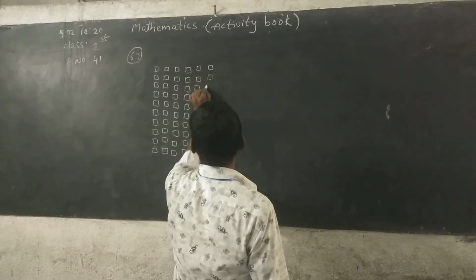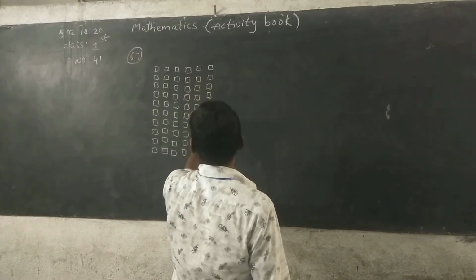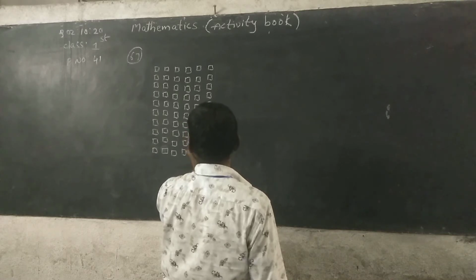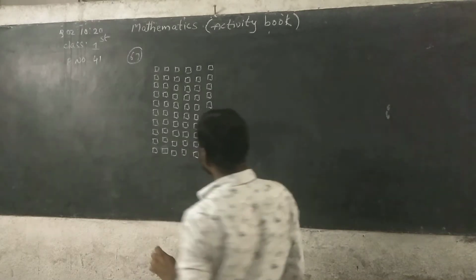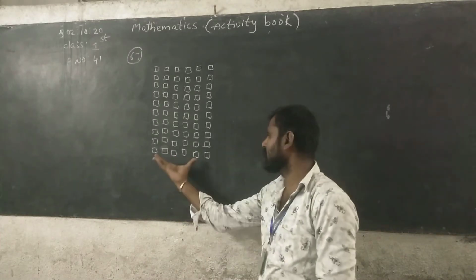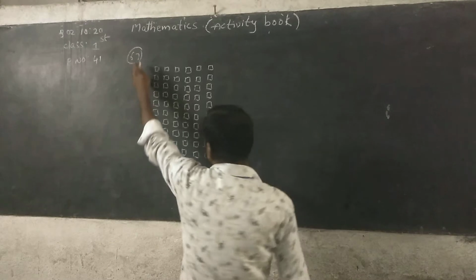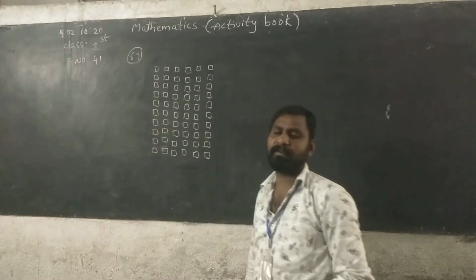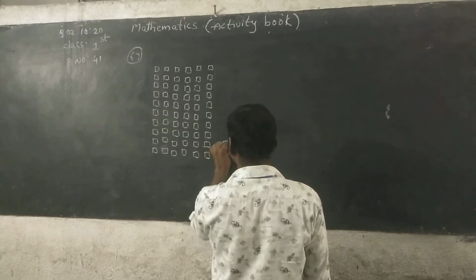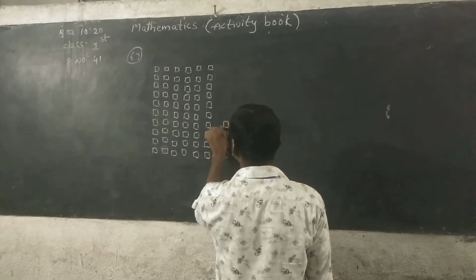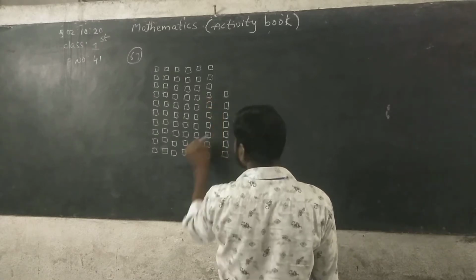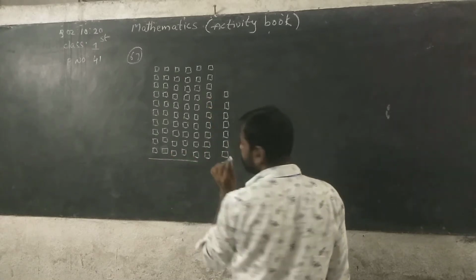1, 2, 3, 4, 5, 6, 7, 8, 9, 10. See, 1, 2, 3, 4, 5, 6. 6 files means this is the tens place. Next, single boxes represent ones. So you can draw 7 boxes. 1, 2, 3, 4, 5, 6, 7. So this is the tens place, this is the ones place.